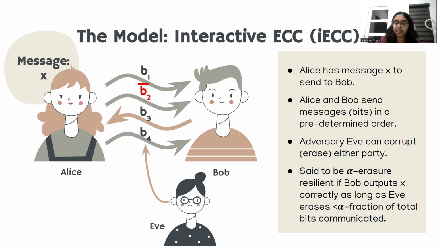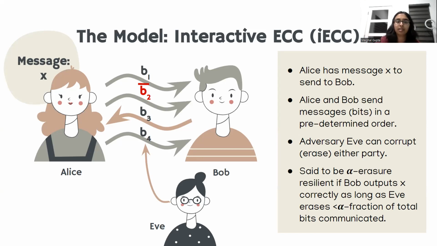The adversary Eve is allowed to corrupt, i.e. erase, messages from either party, and the protocol is said to be alpha erasure resilient if Bob will always output X correctly, so long as less than alpha fraction of the total bits are corrupted.